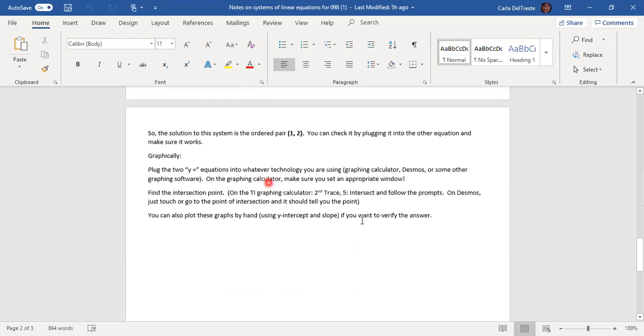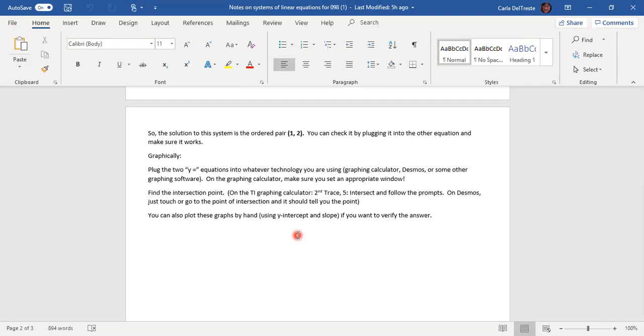Now let's see how we're going to do this graphically. So the way you're going to do this graphically is you plug the two y equals equations into whatever technology you happen to be using. If you have access to a graphing calculator, great. Maybe you're able to get the emulator. If you don't have access to a graphing calculator, we're going to be looking at Desmos in this video. So you can always use Desmos or some other graphing software.